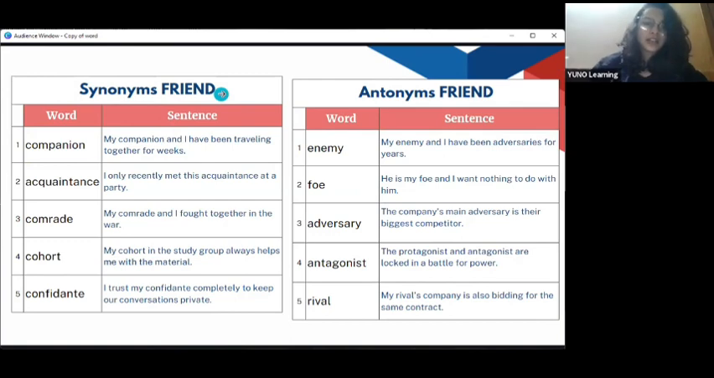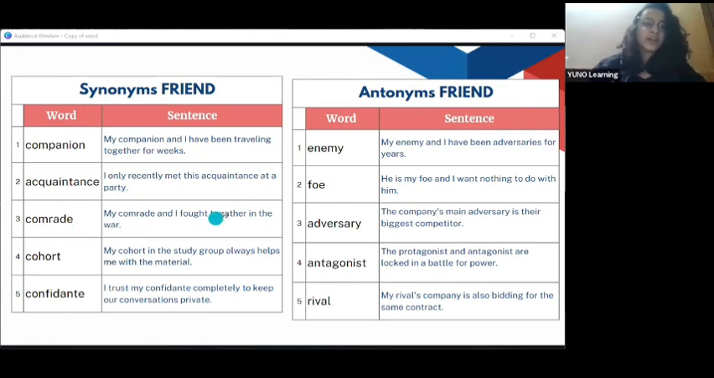So looking at the words that are similar to friend, number one is companion. My companion and I have been traveling together for weeks. Number two is acquaintance. Now, acquaintance is not a friend essentially. Acquaintance is someone you only know. So when you use the word acquaintance, it is only used for someone that you've only recently met or you have met once or twice. So I only recently met this acquaintance at a party.